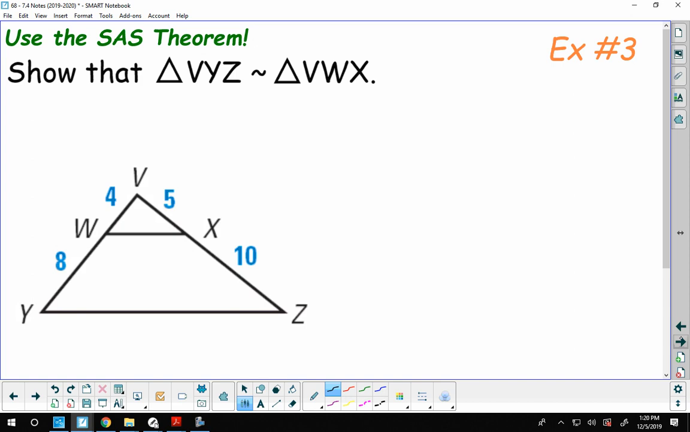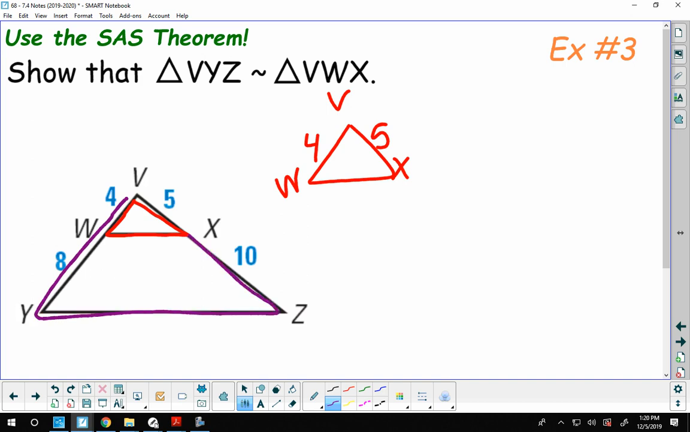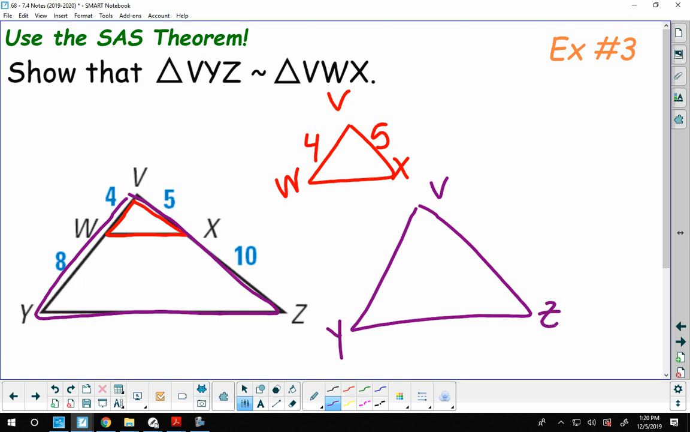Now, I'm going to rewrite these two triangles. First, we have triangle VWX. So we have VWX. This side is 4 and this side is 5. And then we have the bigger triangle, which is VYZ. So we have VYZ. So here's the hard part. How long is this side? It's 8 plus 4, which is 12. And how long is this side, VZ? That's 5 plus 10, which is 15. So you got to be careful there.